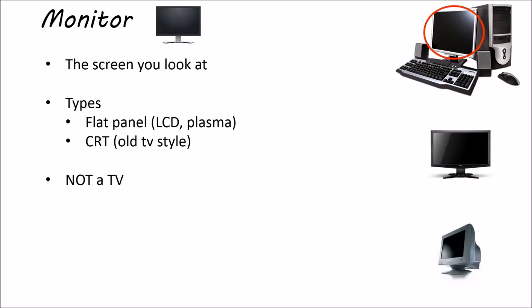We have the monitor. This is the screen you're looking at. There's two general types of a monitor. So there's a flat panel, they look kind of like a flat screen TV. Then there's CRTs, which look like the really big old tube TVs. So I have several of them here. This one would be a flat screen or a flat panel. This is also a flat panel, and so is this one. However, I did throw a CRT in here. This bottom one right here is a CRT monitor.